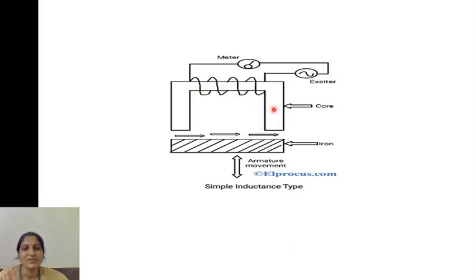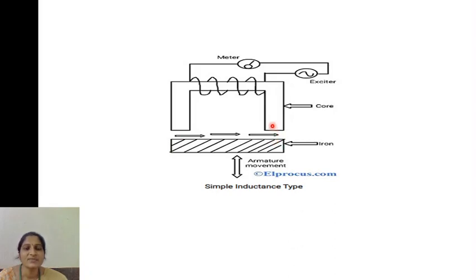So this is the core. On this, inductance coils are wound. For these coils, you are giving some supply. From this core, you are placing an iron piece here. This is the iron piece which is placed near the core.